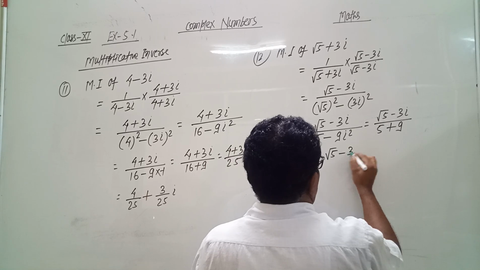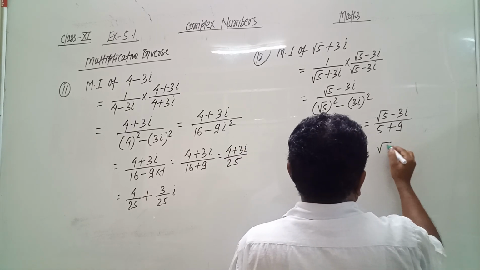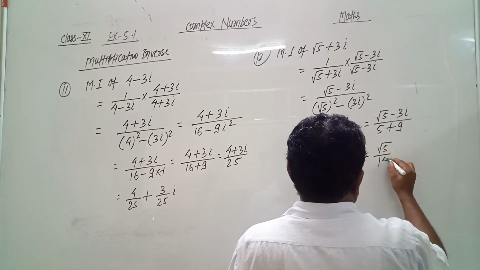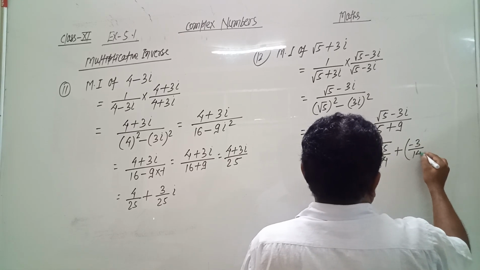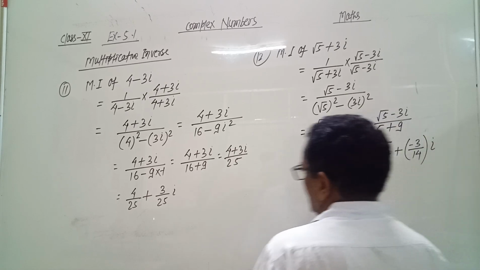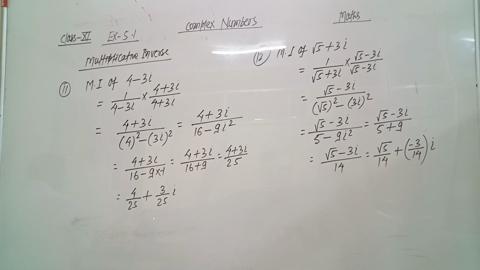So root 5 minus 3 iota upon 14, which is written as root 5 by 14 plus minus 3 by 14 into iota. It means we have to write in the very last, the answer should be written in the form of a plus iota b.